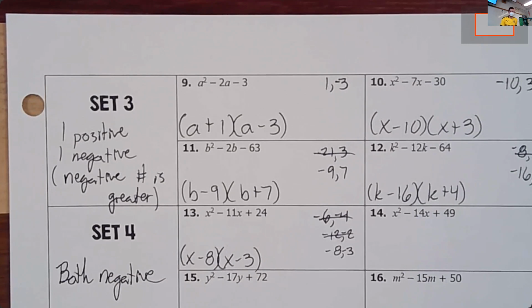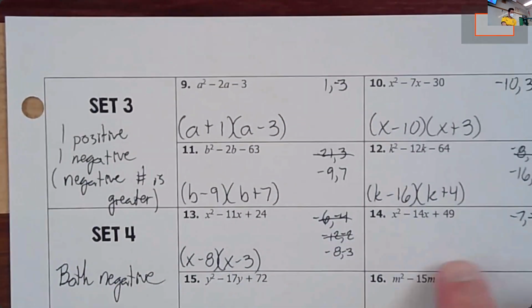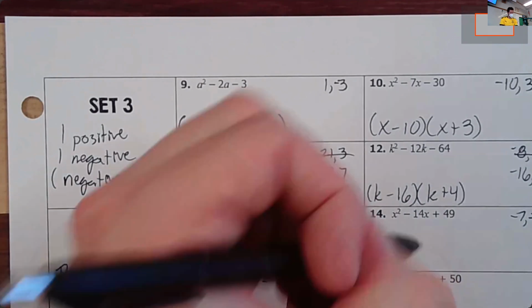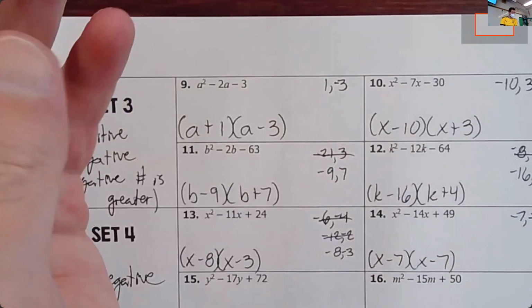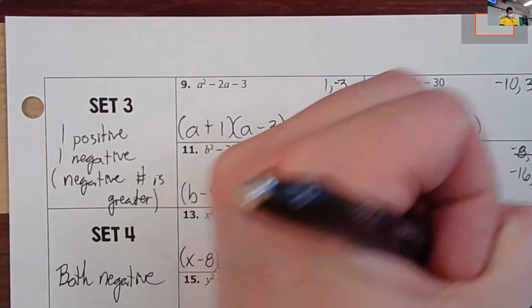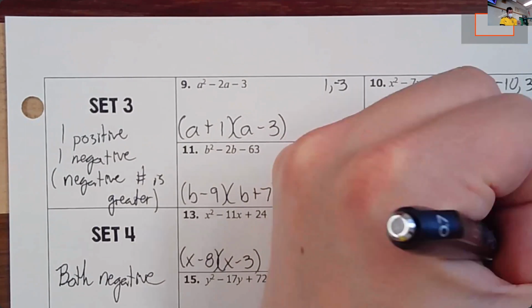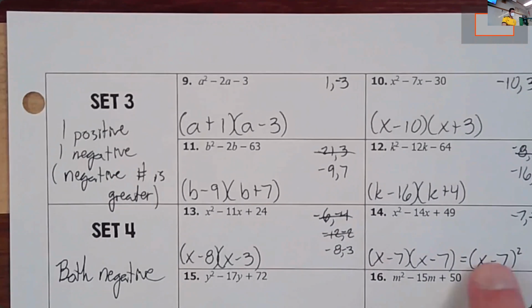Multiply to 49, add to 14. 7 and 7, yeah. 7 and 7, both negative, multiplies to equal positive 49 and adds to equal negative 14. So x minus 7 times x minus 7. This one is a lot like problem number 4, where we've got the same thing multiplied by itself. So we can make that a little bit more compact, and that's x minus 7 and then squared. So if it's the same thing multiplied by itself, you can just do the binomial once with a squared on the outside.